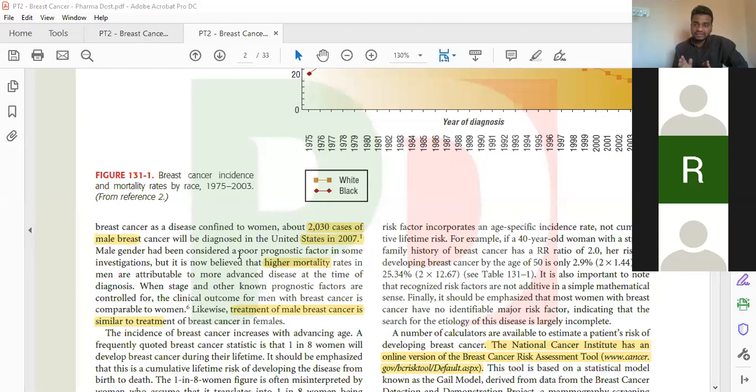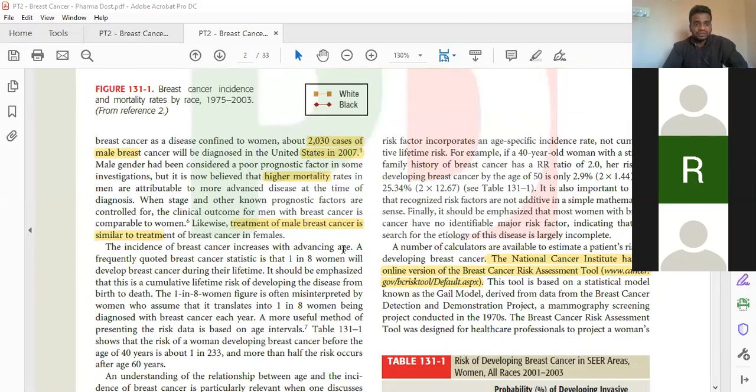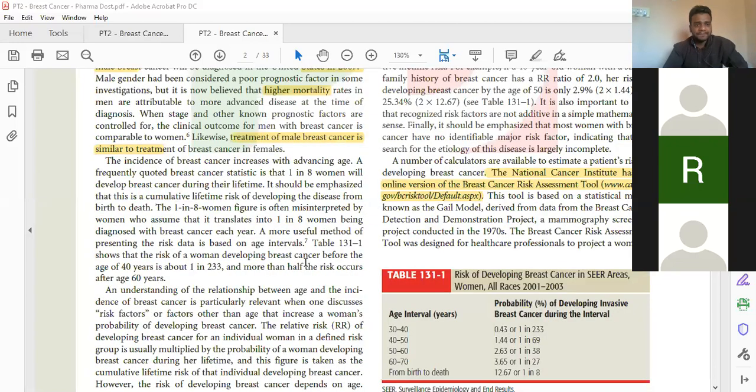So of course, females are more prone to get breast cancer, but it's not that only females have chances and males cannot get breast cancer. So that's one part, gender. And the next part is age. But again, male breast cancer is treated in the same way, with the same therapeutic modalities that we have for female breast cancer.